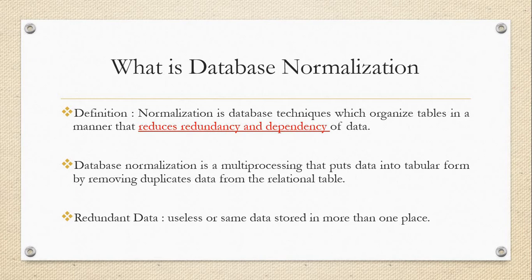So we learned about the theory. In this section, we discussed the ways by which we can reduce the dependencies and the redundancies of our data. What is redundant data? Useless or same data. Assume that in your database a number of tables are available, and in that we have redundant data.